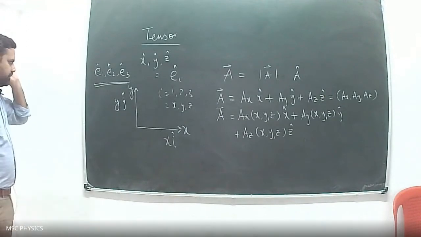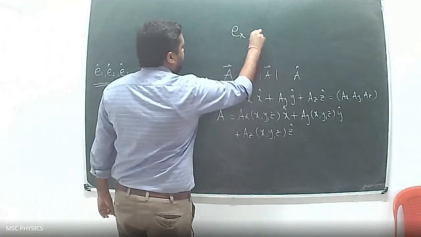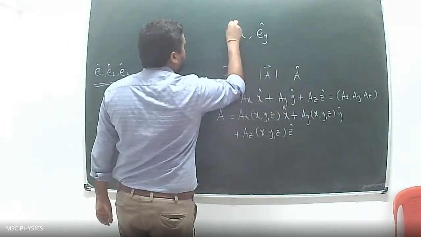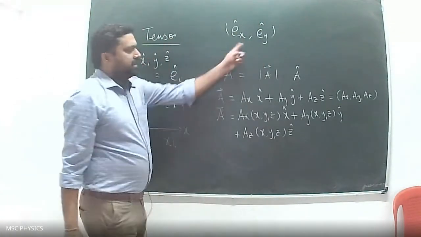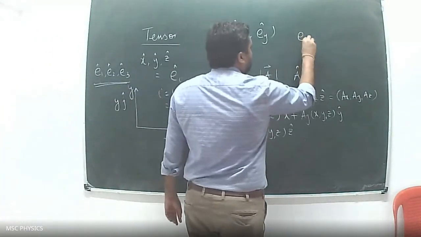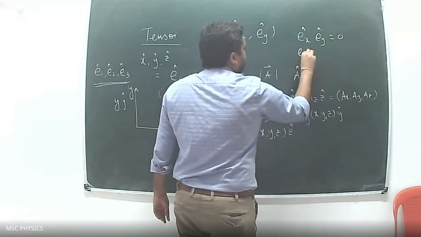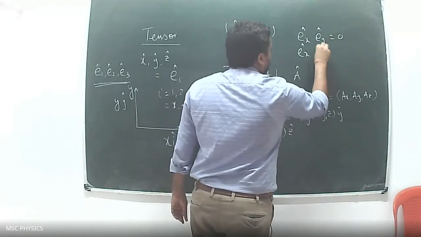Simple. If it is only 2D, then I will need only 2 basis vectors: e_x and e_y. This is my basis, and e_x and e_y should be independent, which means e_x dot e_y should be 0, and e_x dot with itself should give you 1.